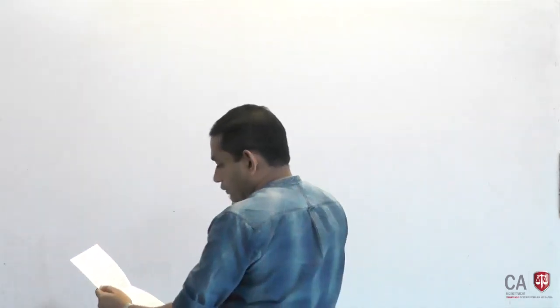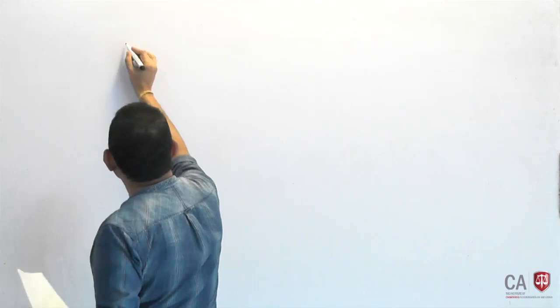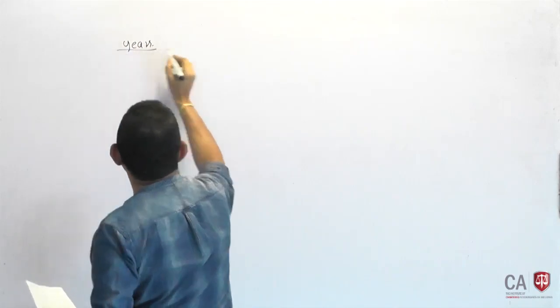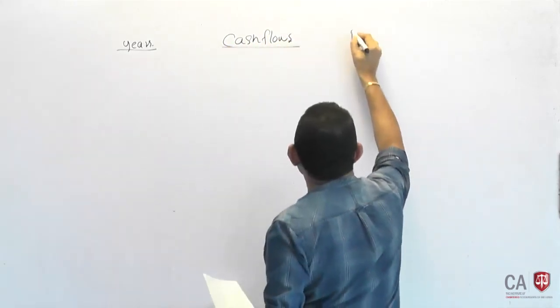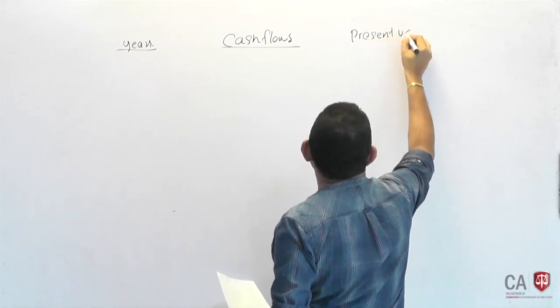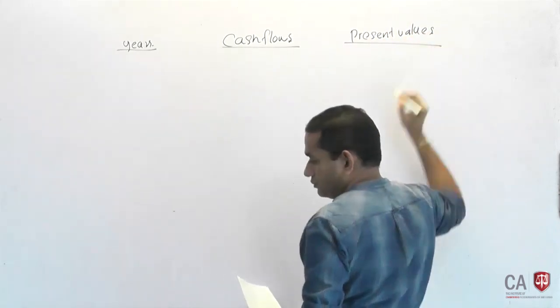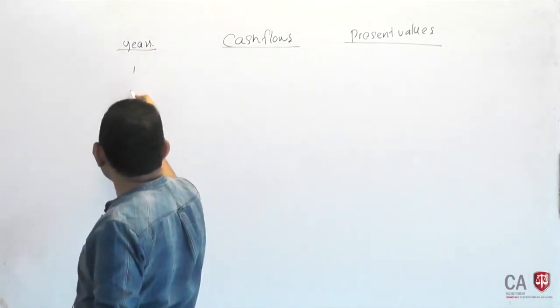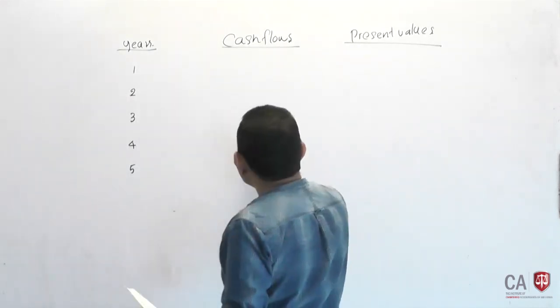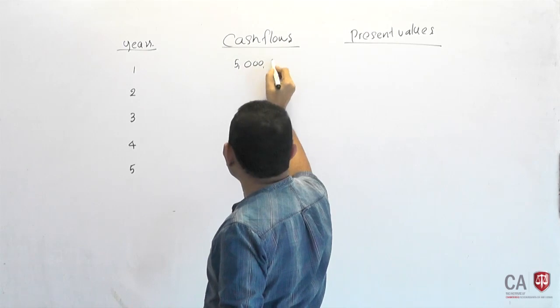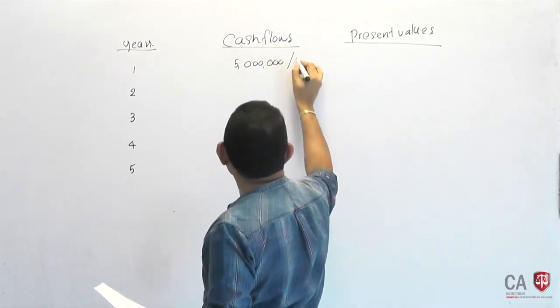So, how many years are there? 5 years are there. Take the years, take the cash flows and take the present values. First year end, second year end, third year end, fourth year end and fifth year end. First year end 5 million is paid, discounted by the market rate 1.15.